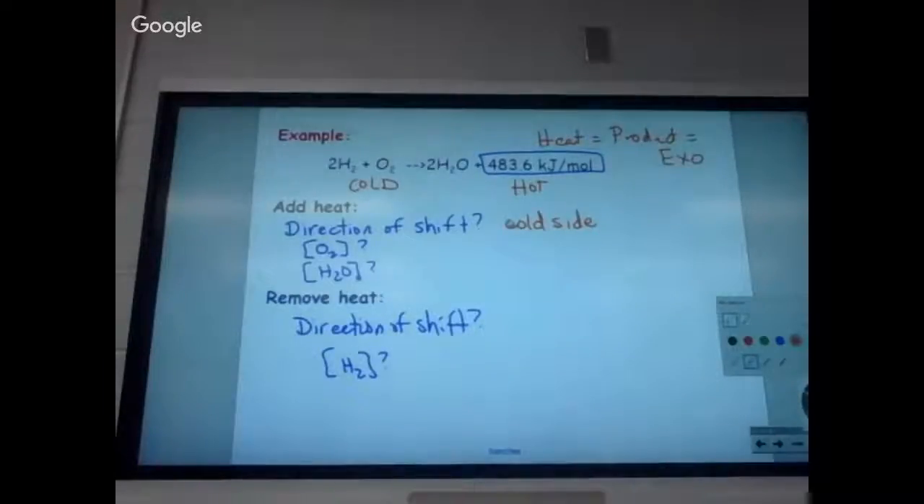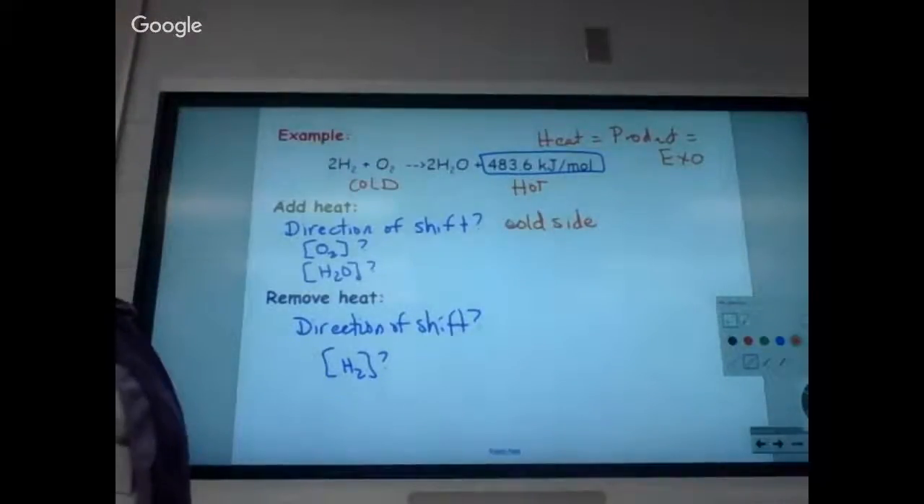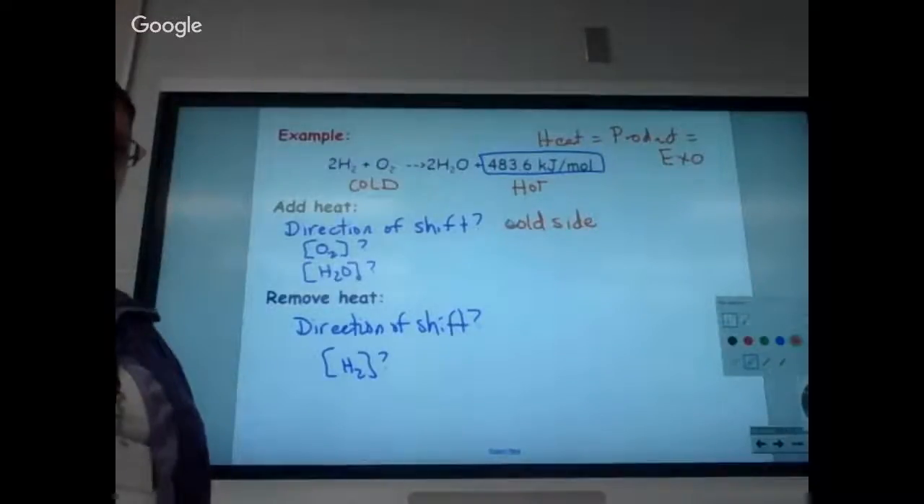Wait, but I'm confused. I thought you said when we're doing it like the moles, the left side has 3, right? And then the right side has 2. You said it wouldn't change, so wouldn't it? It doesn't have anything to do with moles at this point. Temperature has nothing to do with moles. So we don't care about moles in this situation with temperature.